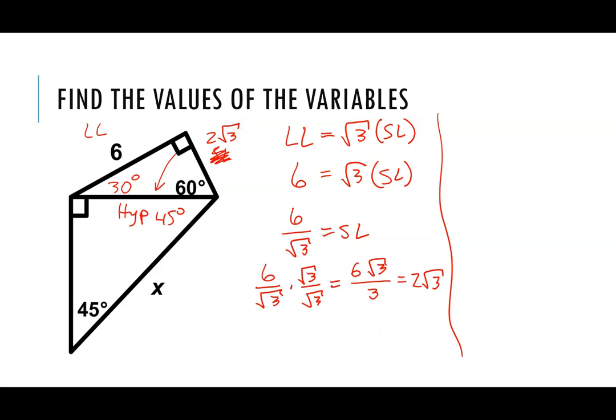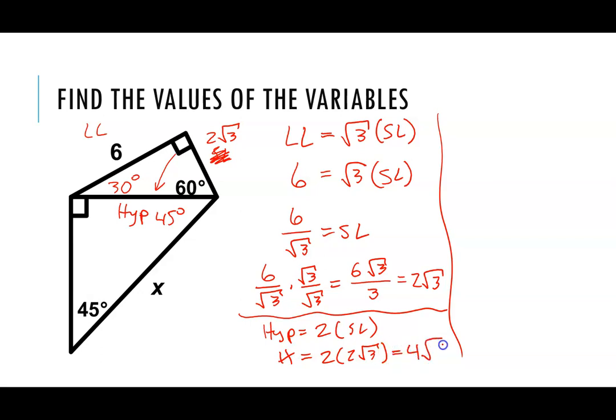All right, now we can calculate the hypotenuse. Remember, the hypotenuse and the short leg relationship is pretty simple. It's just hypotenuse equals 2 times short leg. We know the short leg is 2 square root 3. And so the hypotenuse in this case will just be 2 times 2, which is 4 square root 3. All right, now that basically solves everything in that upper triangle. But now let's look at the lower triangle.